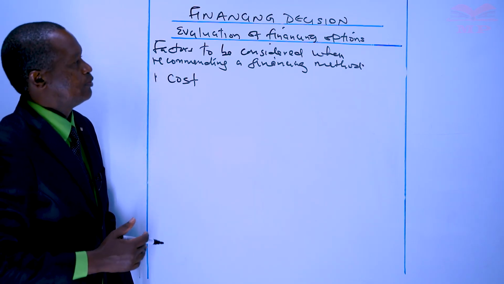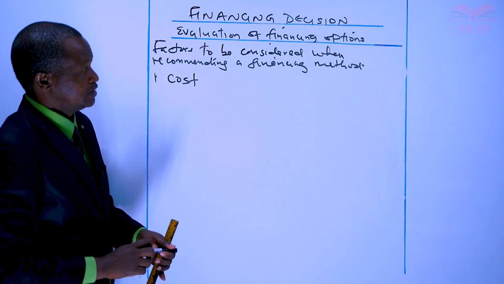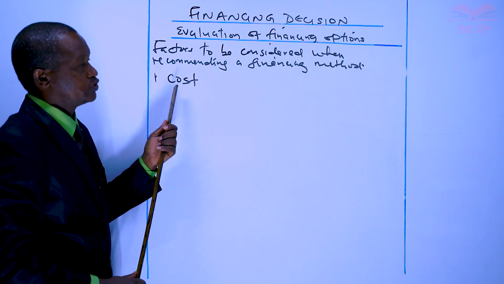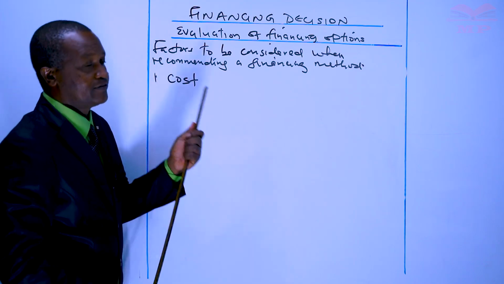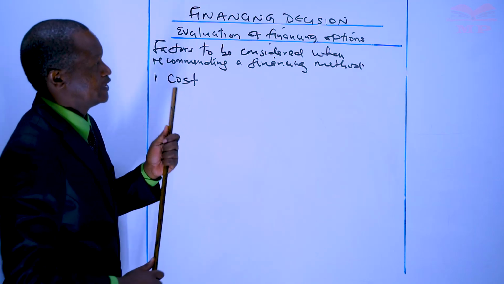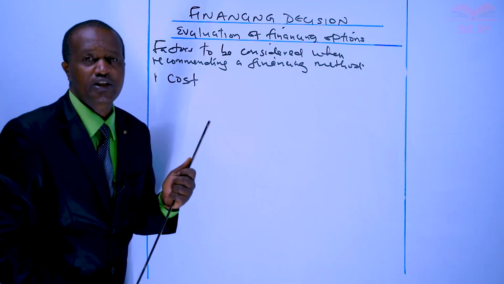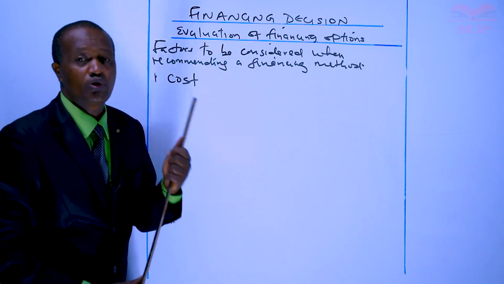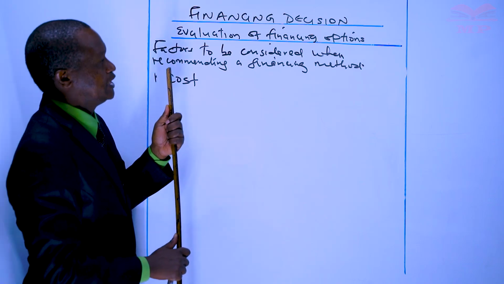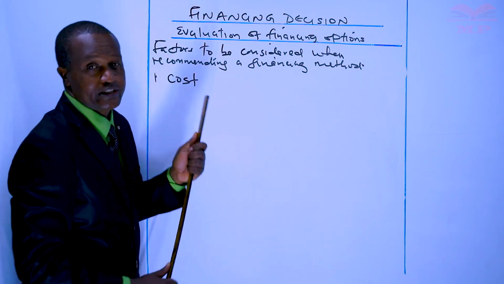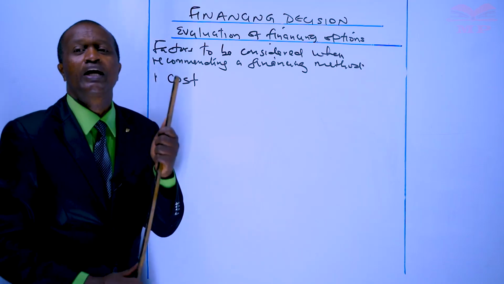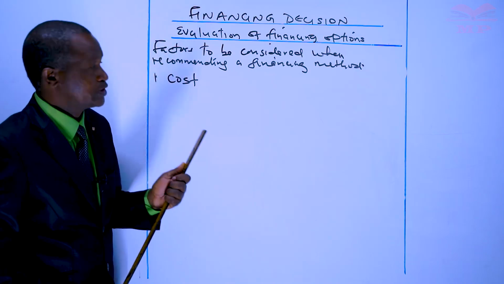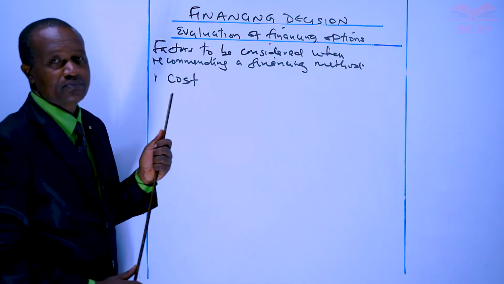When recommending a financing method, the finance manager ought to consider the cost, because you know that different types or sources of finance come with a cost. If a company is to obtain debt, then there is a cost that will be incurred. If a company is to obtain, say, equity capital, then there is a cost attached to equity capital. So when recommending a financing method, it's important to consider the cost.